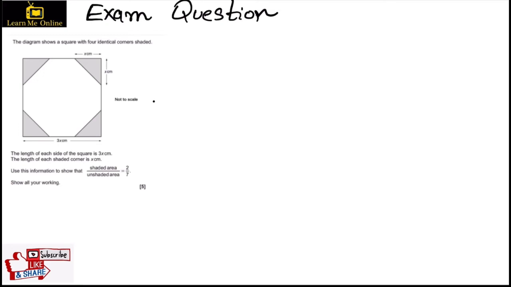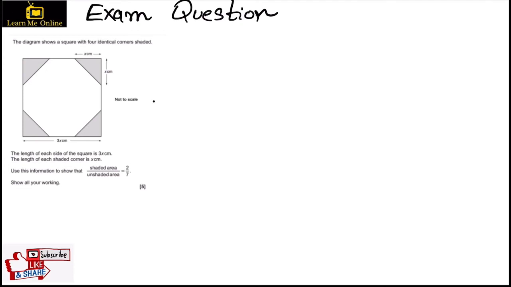So you see that there's a diagram given, and this shows that the diagram is making a square, and the square has got 4 identical corners shaded. Now the length of each side of the square is 3x centimeters. The length of each shaded corner is x centimeters. Use this information to show that the shaded area with the unshaded area ratio would be 2/7.